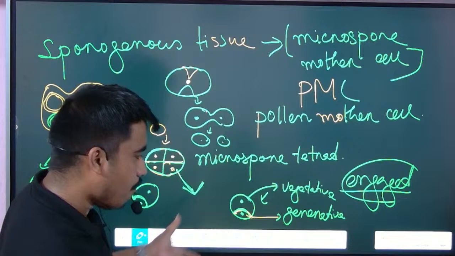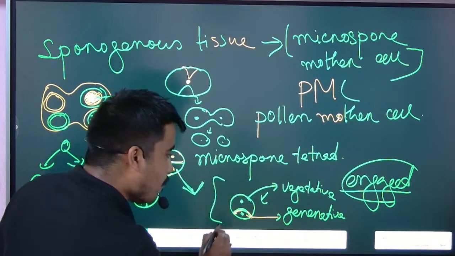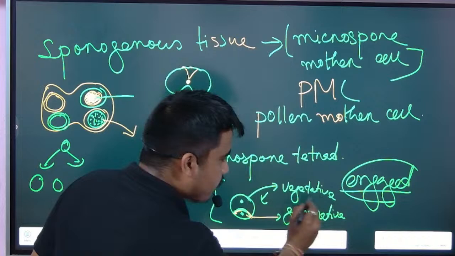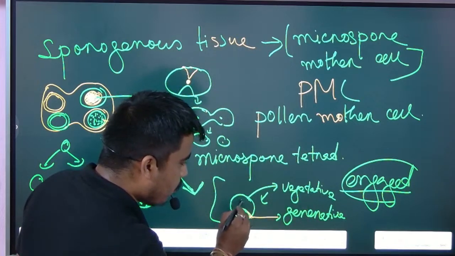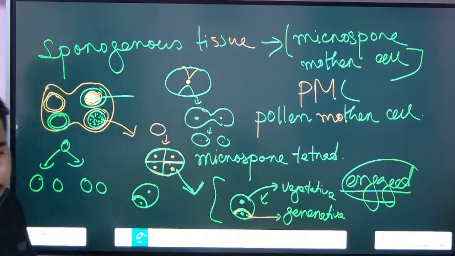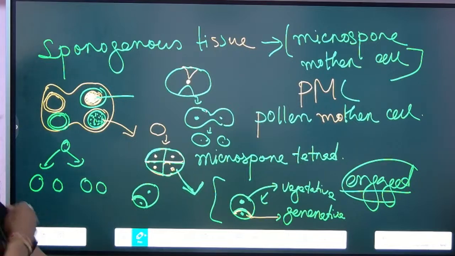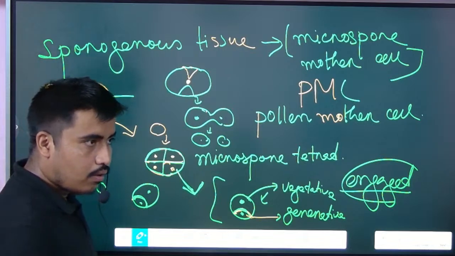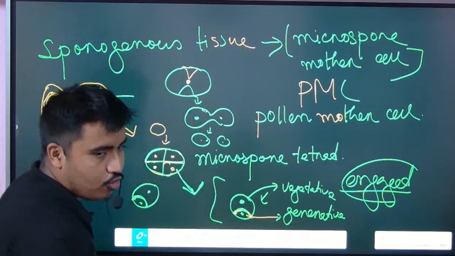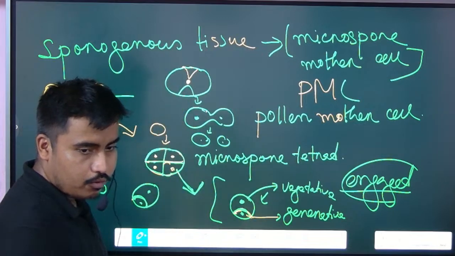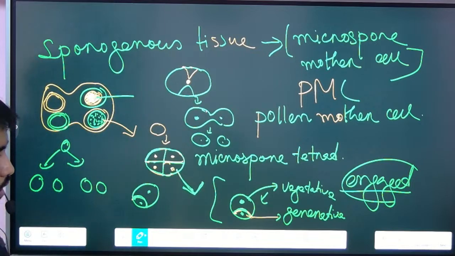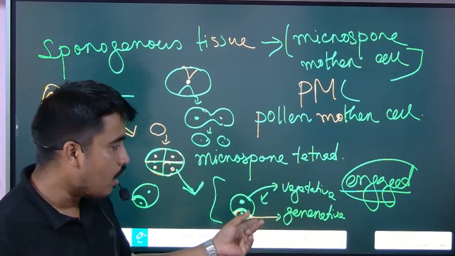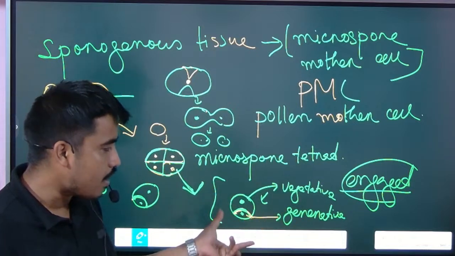So although it is a gamete, as it is said to be a vegetative part, it will not be responsible for the formation of zygote. It will not participate in the formation of zygote. The process is called microsporogenesis. When we learn about the process of fertilization, you can see the vegetative portion has no role in the formation of zygote.